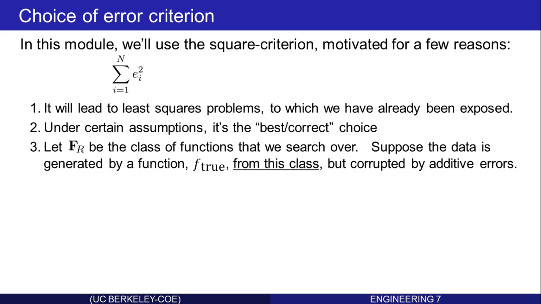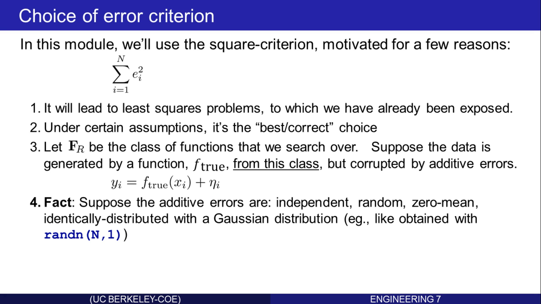Let FR be the class of functions that we're doing our search over. Suppose that the data is generated by a function ftrue from this class, but the data has been corrupted with additive errors. So what I mean is that the xy pairs are related by a function from this class, but there's an additive error ai in each data point. Now, suppose that these additive errors are independent, random, zero mean, identically distributed with Gaussian distributions. That's a lot of stuff that we're going to actually talk about in the probability and statistics module. Here we're just trying to give an intuitive idea. These are numbers like that obtained with the randn function.